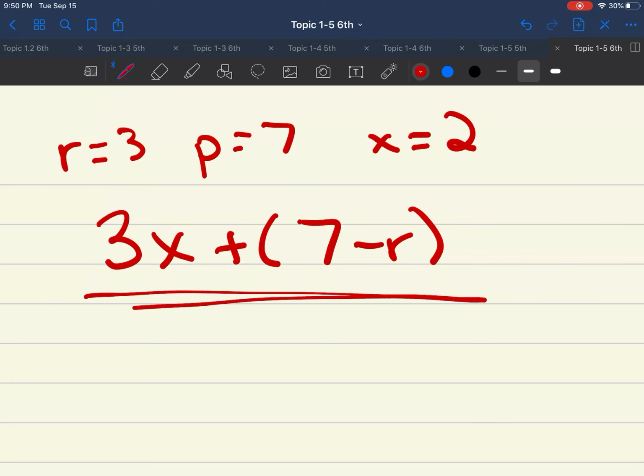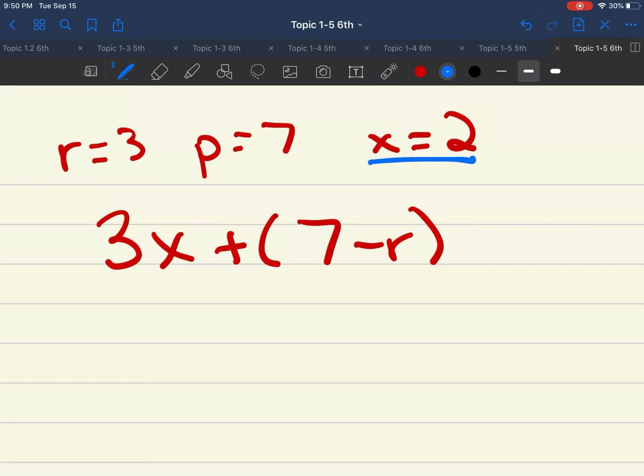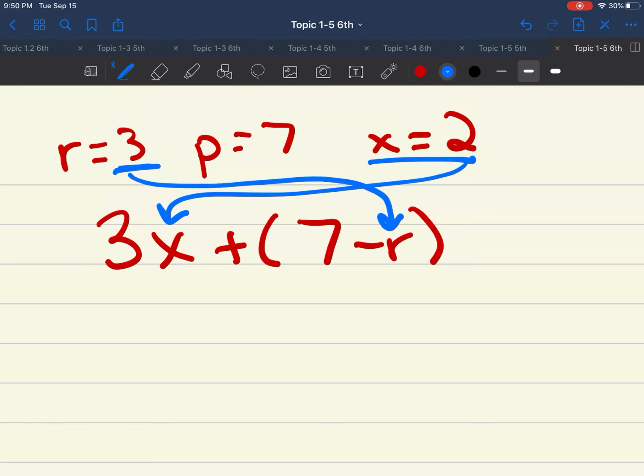So right now, there is no way we can solve this problem unless we know those values, okay? And luckily we do because they're written right here, okay? So x is 2, so we can plug in 2 for x. R is 3, so we can plug in 3 for r, and we're going to rewrite the expression.